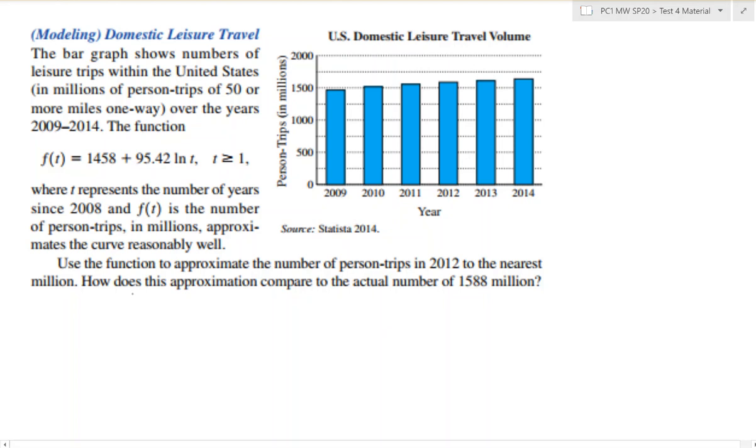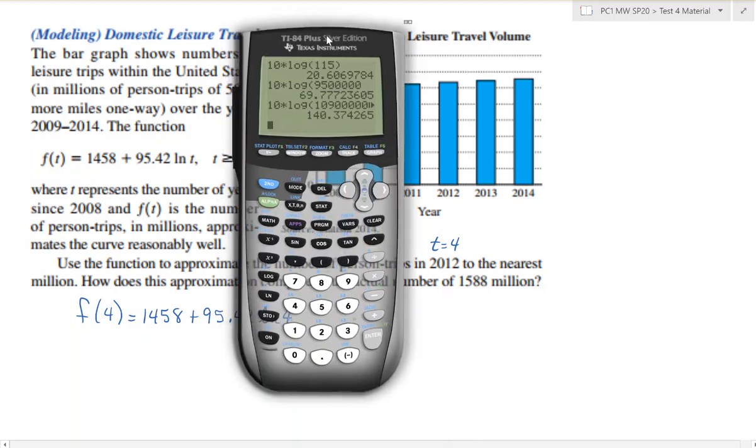So let's go ahead and try this. If t is the number of years since 2008, and we're talking about 2012, then t is going to be 4. So we're taking f of 4, and that's 1458 plus 95.42 times the natural log of 4. And we'll put that into the calculator.